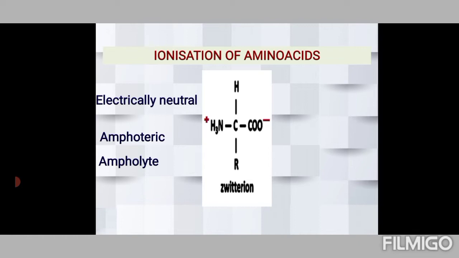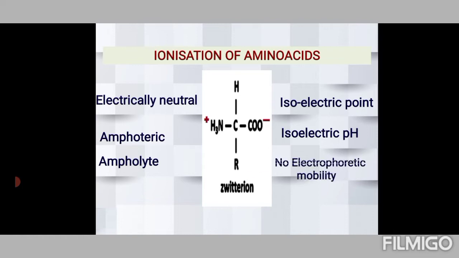The point at which the Zwitter ion has no net charge is called the isoelectric point, and the pH at which this happens is the isoelectric pH. At this point, the amino acid is electrically neutral, as I said, and the solubility will be minimum. Hence, there is no mobility in an electric field, which means it won't move during electrophoresis. And at physiological pH of 7.4, most amino acids exist as Zwitter ions.